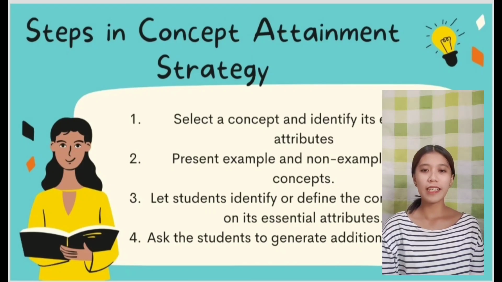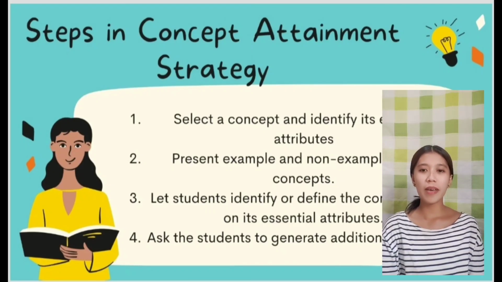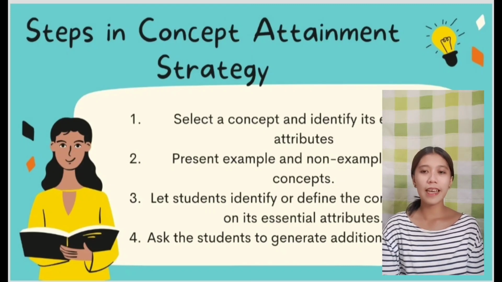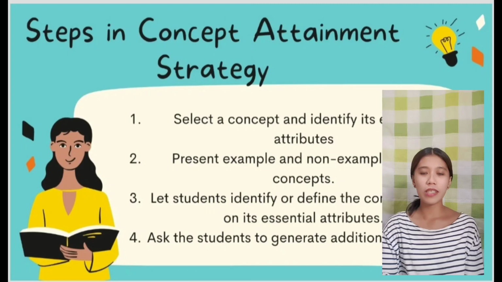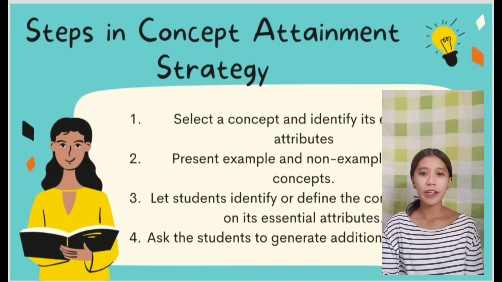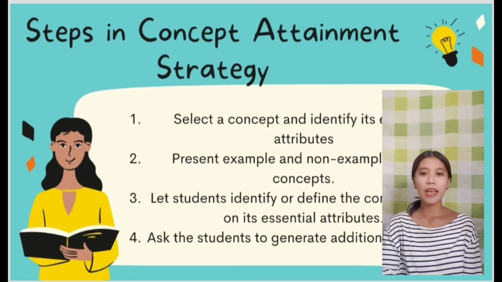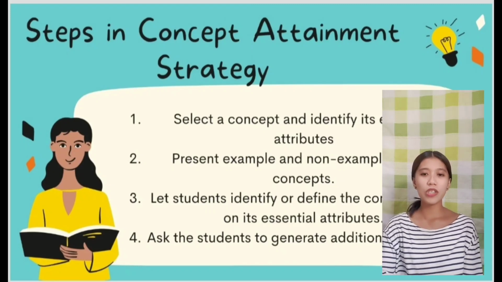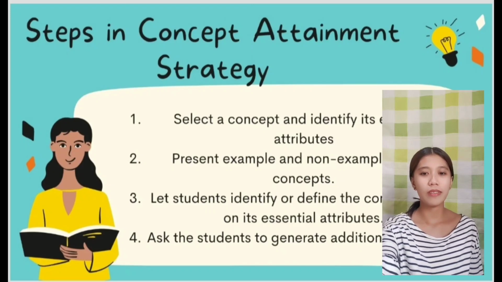So here are the steps in concept attainment strategy. First, select a concept and identify essential attributes. Second step, present an example and non-example of the concept. Third step, let your students define the concept and its attributes. The last step is to ask the students to generate examples.